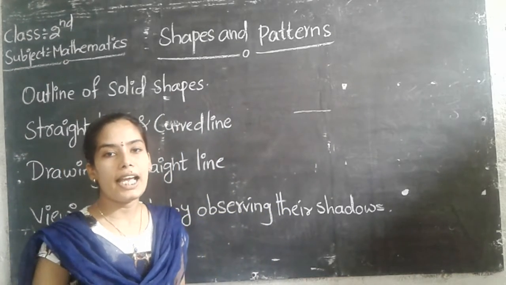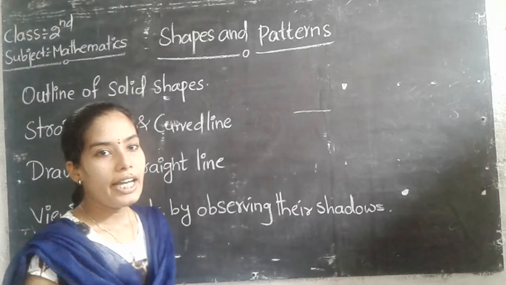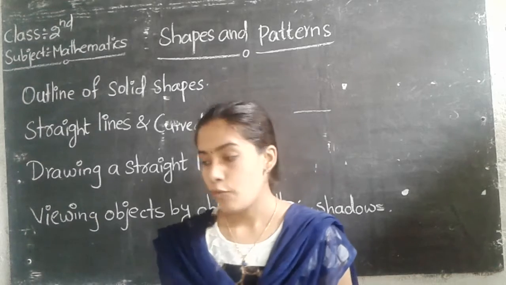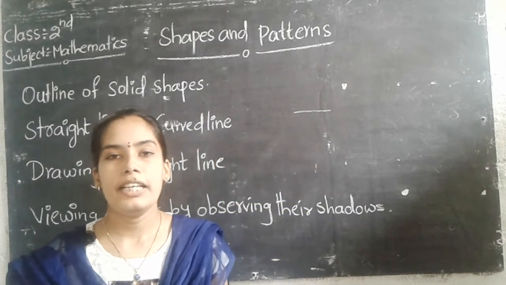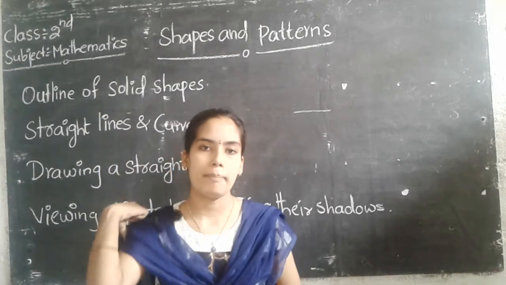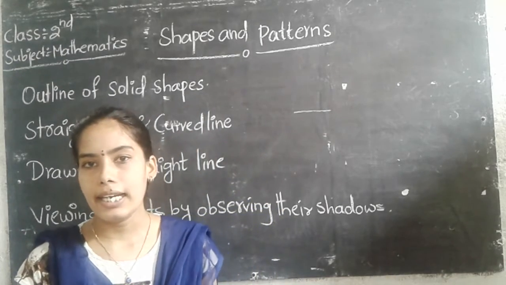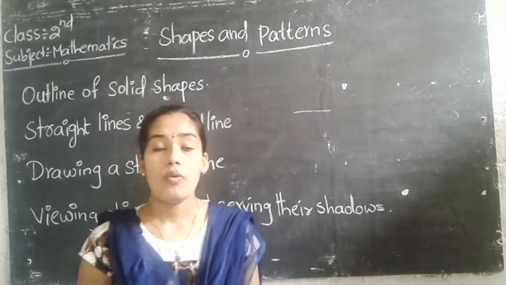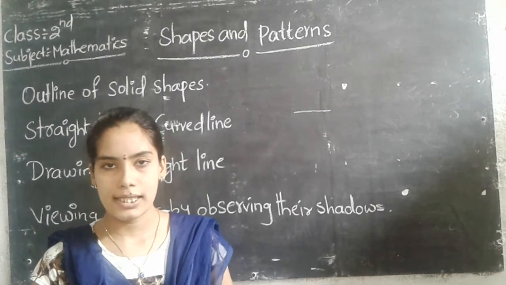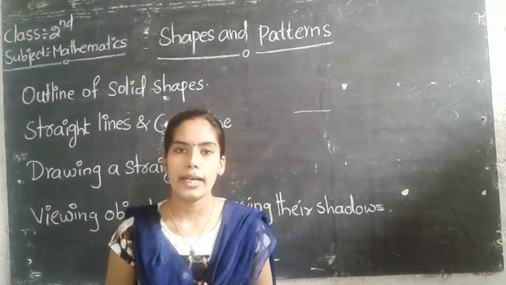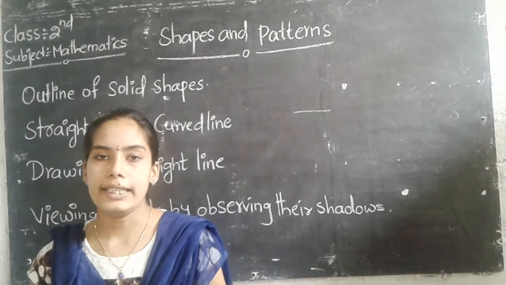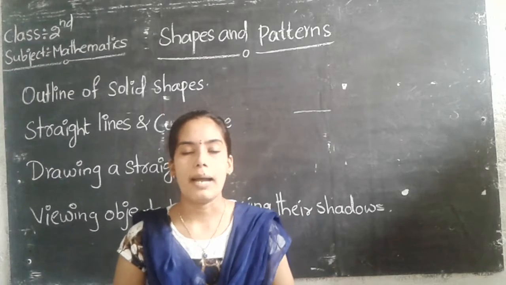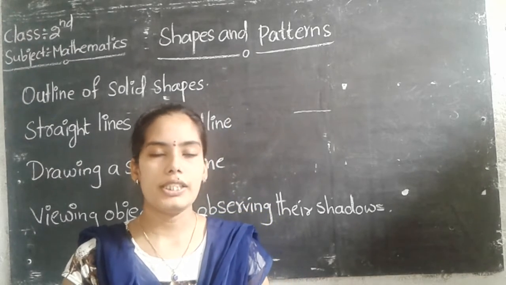What did we learn in the previous class? Do you remember? Yes, we already learnt plane shapes and solid shapes. What is the meaning of plane shapes? We already discussed some examples: triangle, rectangle, square, circle. In the same way, solid shapes also. What are examples of solid shapes? Cube, cuboid, cone, cylinder, sphere. Yes children, these topics we already learned in the previous session.